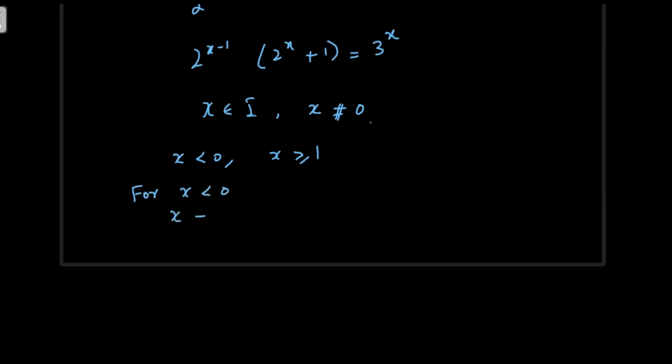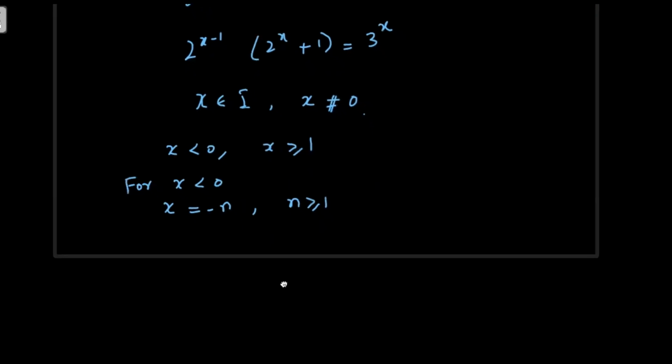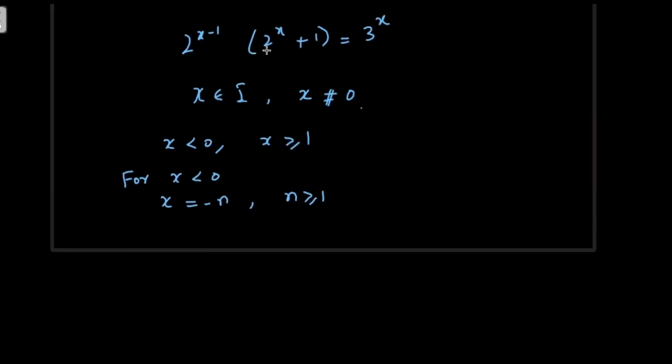Now we suppose that x equals minus n, and n is greater than or equal to 1, which means the value of x will be negative. We take 1, 2, 3, so the values will be negative 1, negative 2, negative 3. Now we check these values for this equation. The equation is 2 power x minus 1 into 2 power x plus 1 equal to 3 power x. Now we put x equal to minus n.